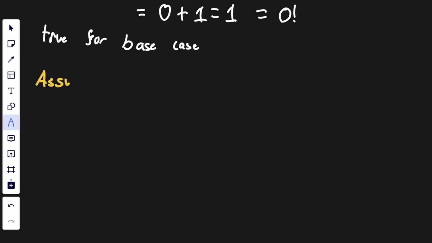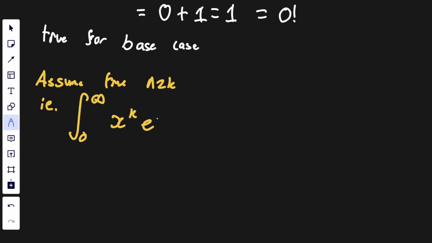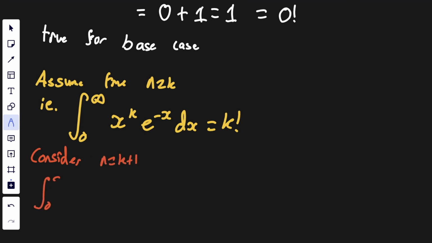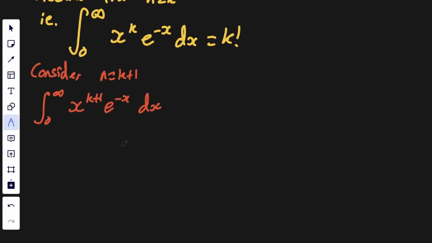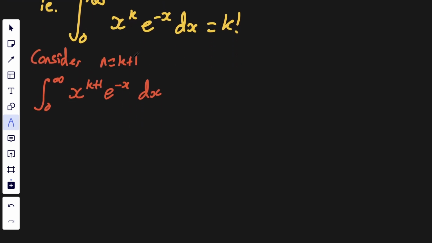Next, we're going to assume that it's true for n equals k, i.e. the integral from 0 to infinity of x^k e^(-x) dx is equal to k factorial. We're then going to consider n equals k plus 1. So we've got the integral from 0 to infinity of x^(k+1) e^(-x) dx. So now we need to try and use parts to involve our assumption.